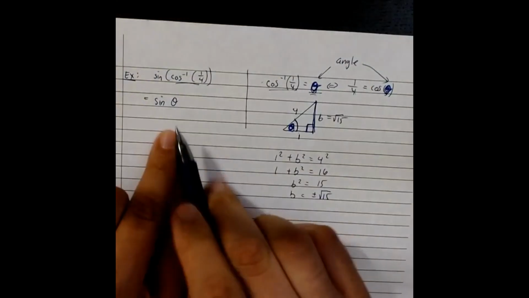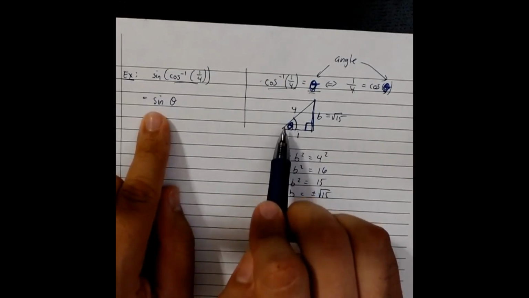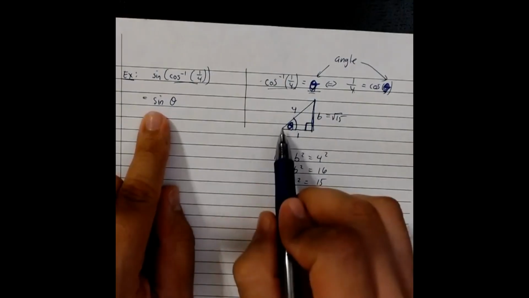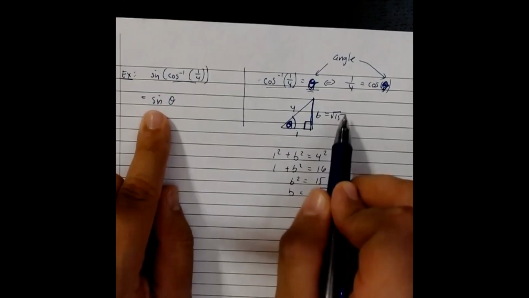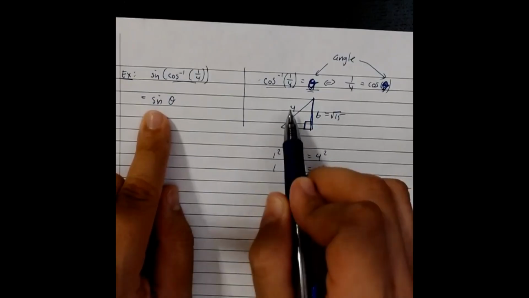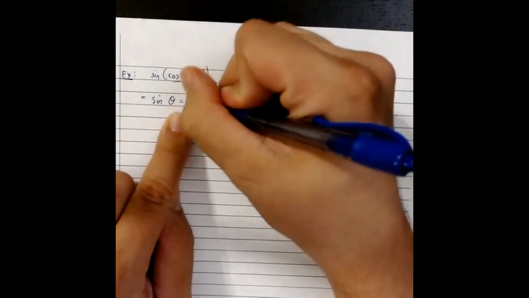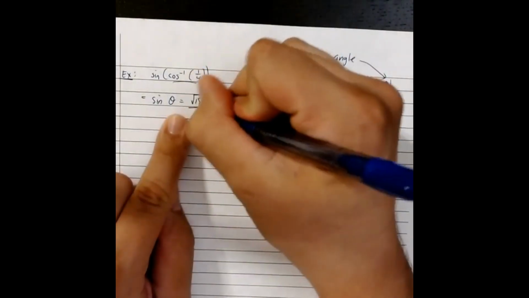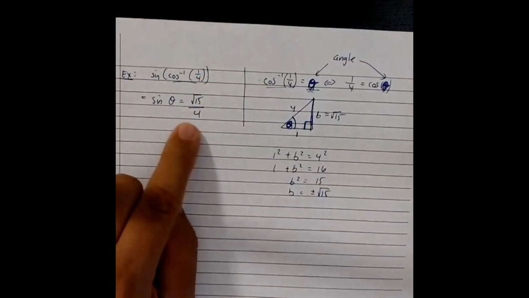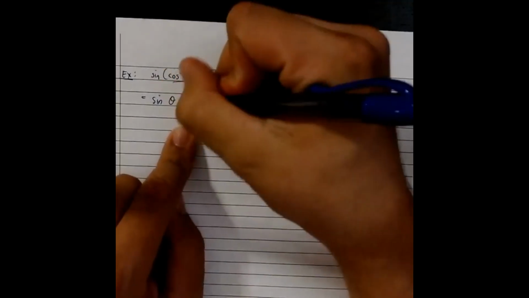But I know how to find the sine of theta. Assuming that theta is an angle situated in a right triangle, the sine of theta is the side opposite divided by the side length of the hypotenuse. Well, the side opposite is root 15 in length, and the hypotenuse is 4. So here, the sine of theta is equal to root 15 over 4. And that's our answer. The sine of the inverse cosine of a quarter is root 15 over 4.